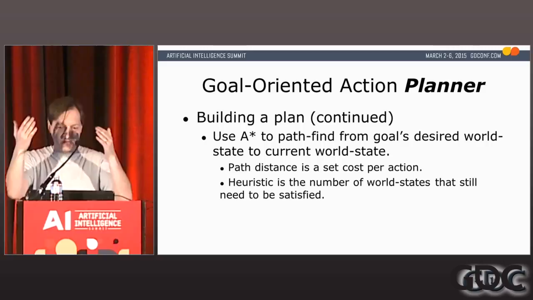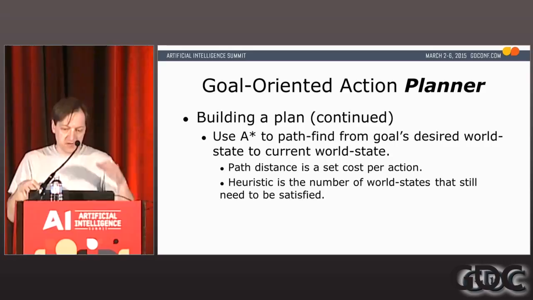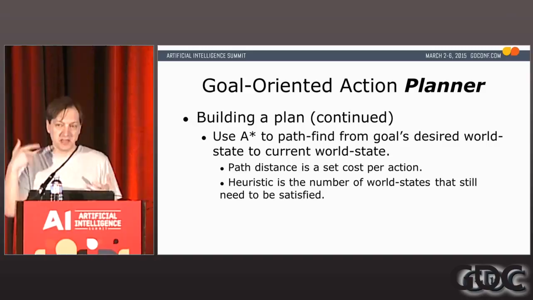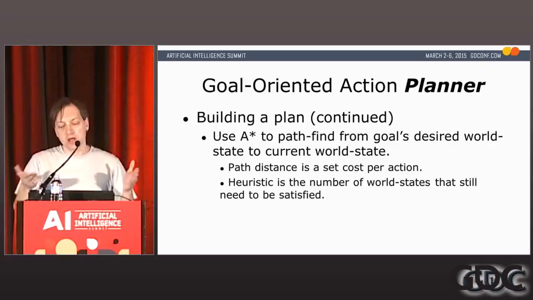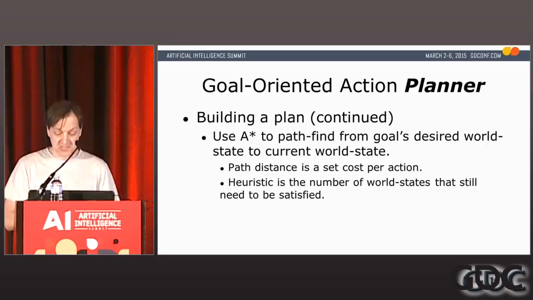Now, A* is a way to search a graph. The neighbor nodes from your desired world state are the list of actions that satisfy the outstanding world state variables. And of course, the path distance, for us, is a set cost per action. As you'll hear from Chris, you can actually vary that cost per action. You can do some really fun stuff with that. But the cost of the path is just trying to minimize the number of actions the AI needs to take. And of course, it's A*, so we need a heuristic. The heuristic is just the number of outstanding world state variables.